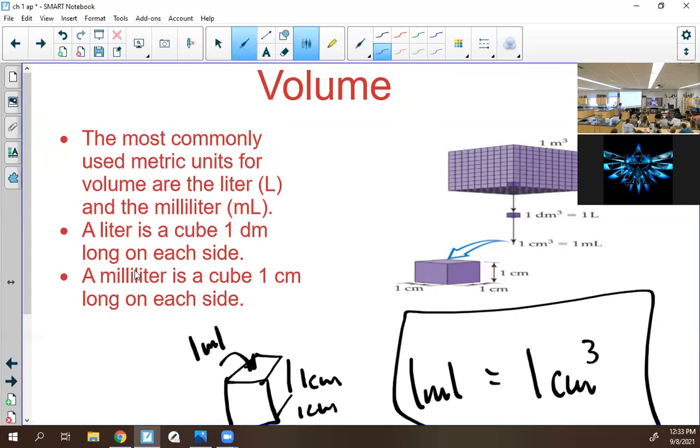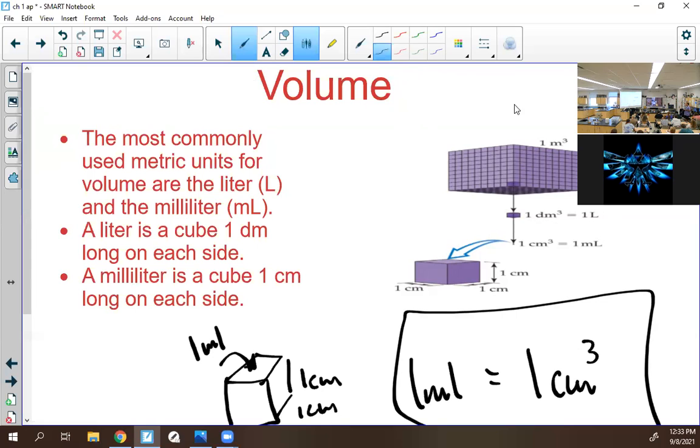So if we drew a square that was 1 centimeter on each side, it would occupy the volume of 1 milliliter. So centimeter cubed and a milliliter is the same. And we will use this a ton.